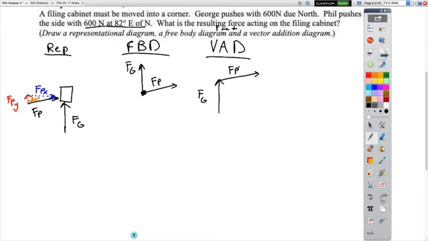Okay, what does this question ask us to find? The resultant force, right? The net force. So picture in your mind now, where does that net force vector go on our diagram here? Well, it goes from the beginning of the first vector to the end of the last vector. So that there is F net, or F resultant. That is the result of George pushing to the north and Phil pushing at 82 degrees east of north. What do you get as a result? You get this net force here.